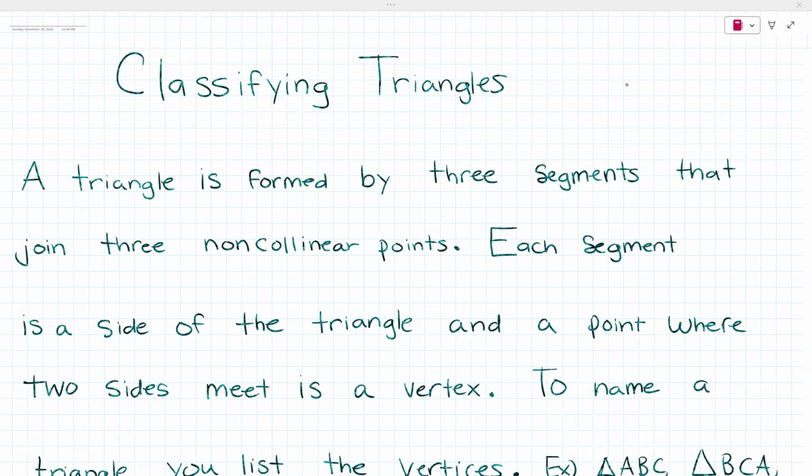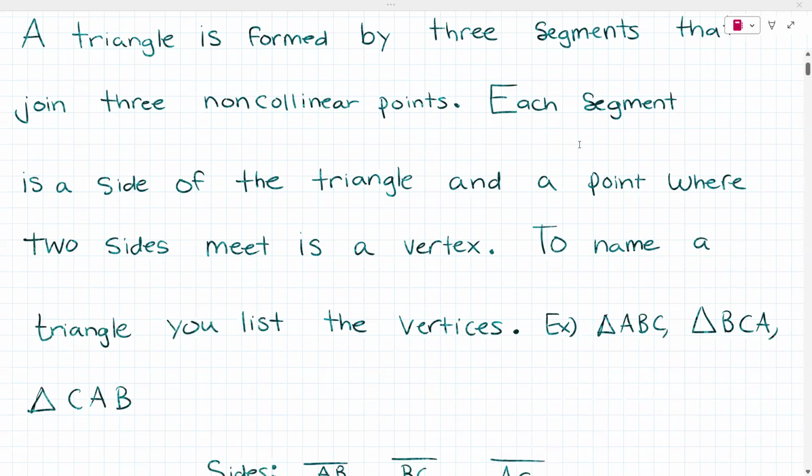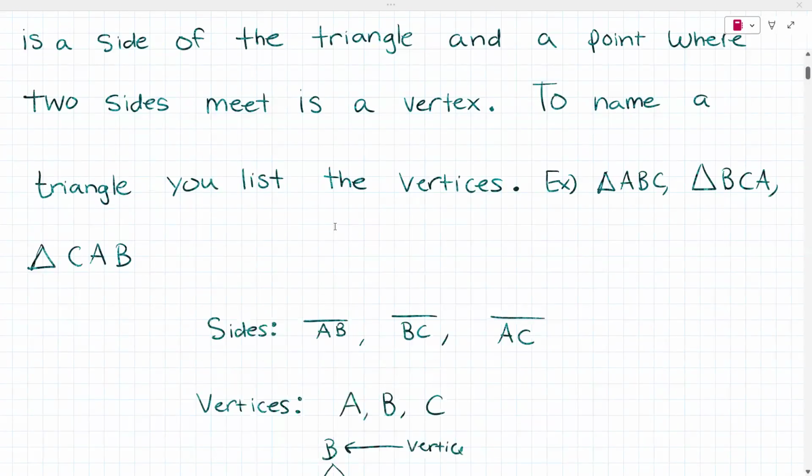So a triangle is formed by three segments that are joined by three non-collinear points. Each segment is a side of the triangle, and a point where two sides meet is a vertex. To name a triangle, you list the vertices. So, for example, triangle ABC, triangle BCA, and triangle CAB. Sides are line segment AB, line segment BC, and line segment AC.